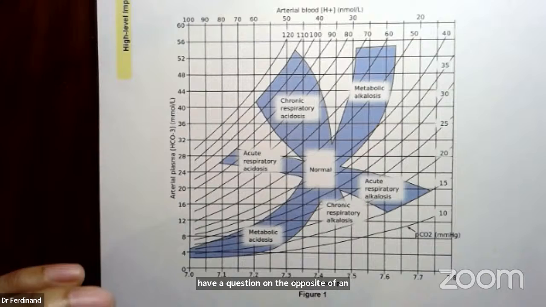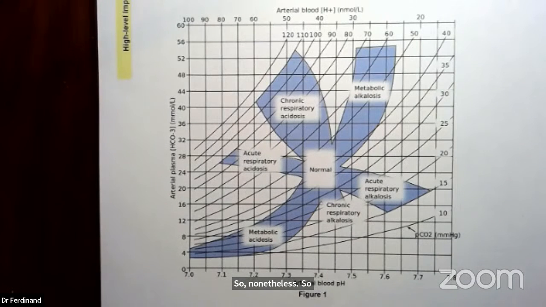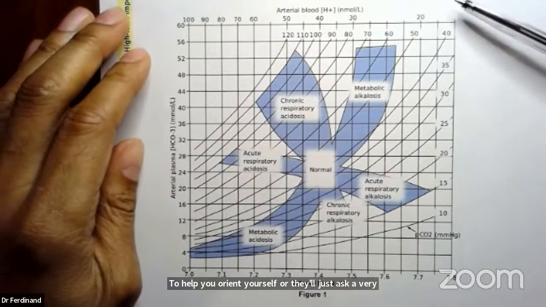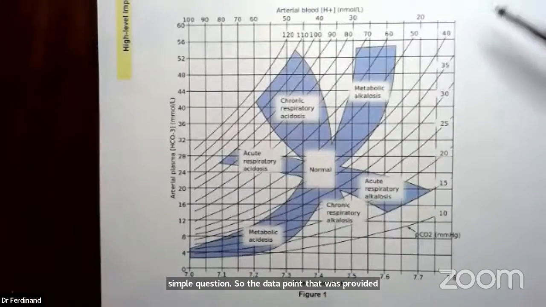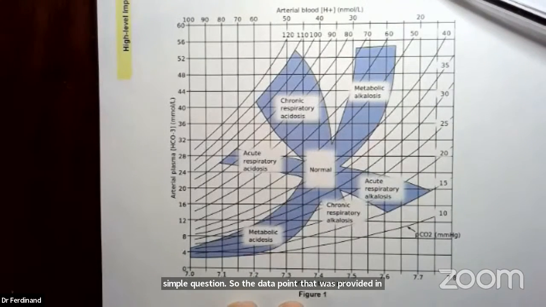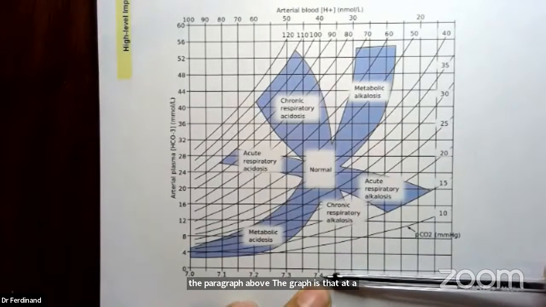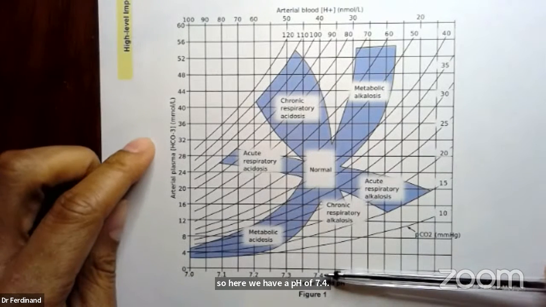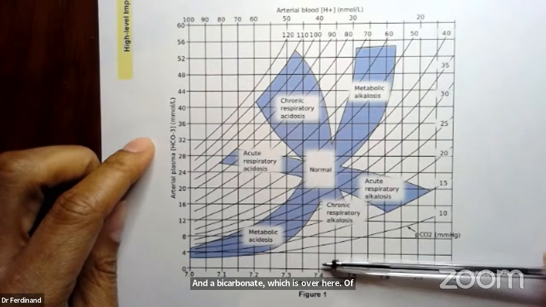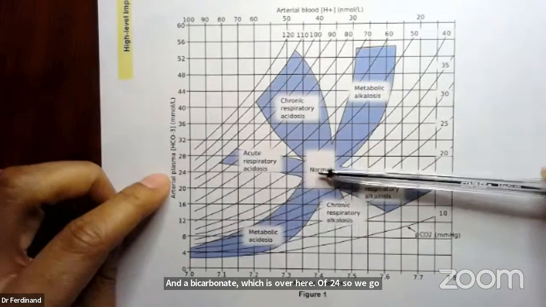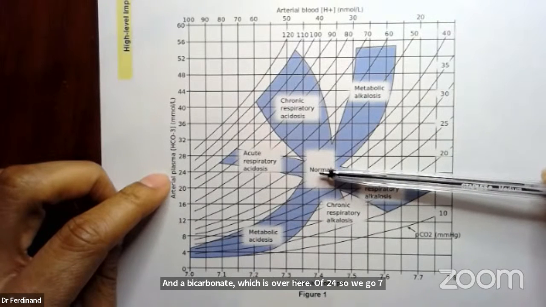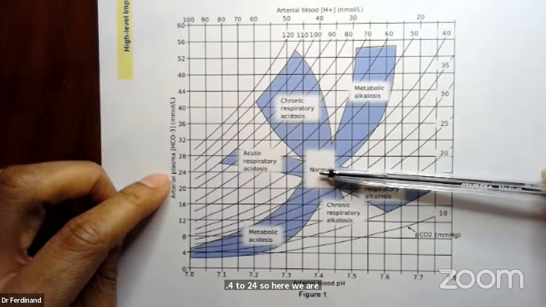So nonetheless, sometimes ACER, when they're presenting to you a graph that you may not have seen before, sometimes, not always, they will give you a data point to help you orient yourself, or they'll just ask a very simple question. So the data point that was provided in the paragraph above the graph is that at a pH of 7.4, so here we have a pH of 7.4, and a bicarbonate, which is over here, of 24. So we go 7.4 to 24. So here we are, that this is a normal value.